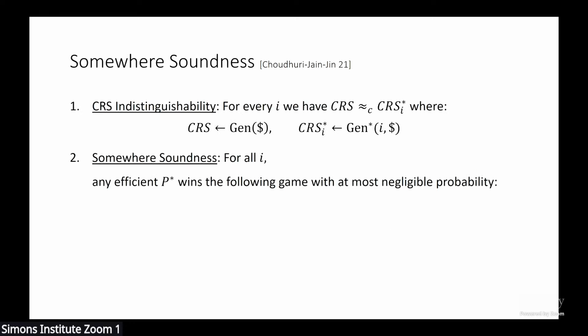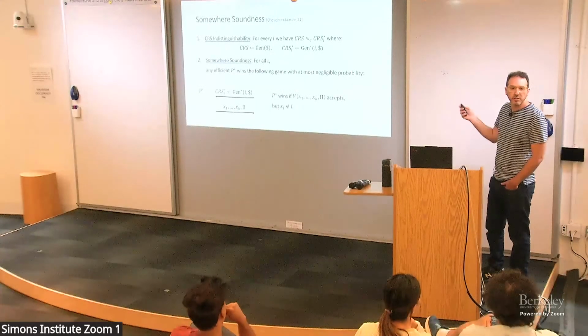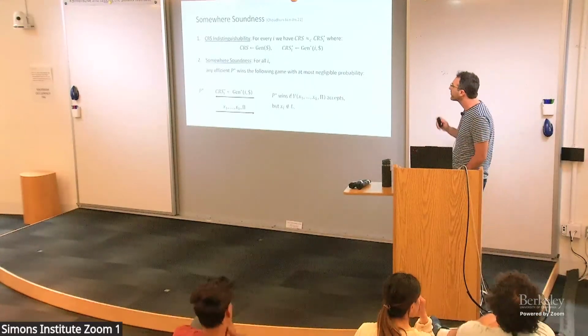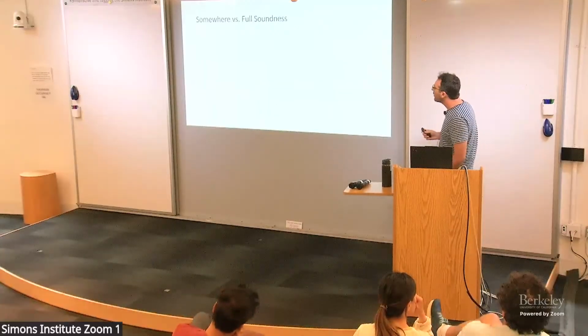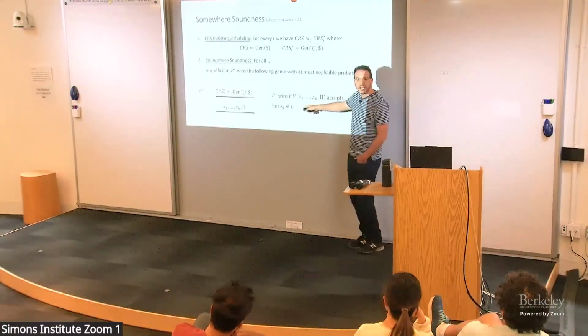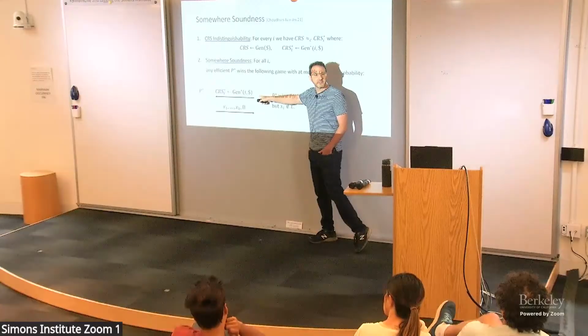Just to get some feel for this definition, let me give an example that separates somewhere soundness from full soundness, to see why somewhere soundness is really weaker. Is i known ahead of time, the position? This holds for every i. So you always get soundness for the i that you programmed in the CRS.